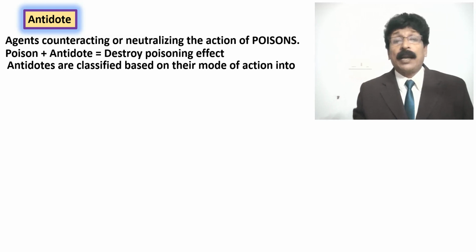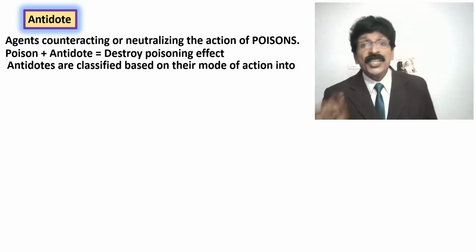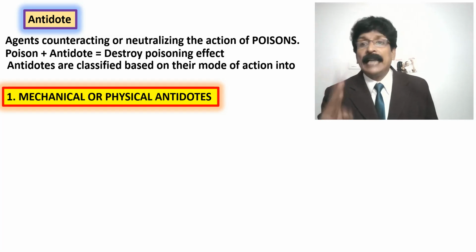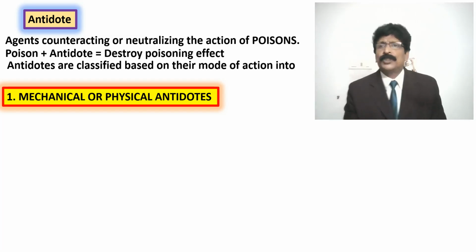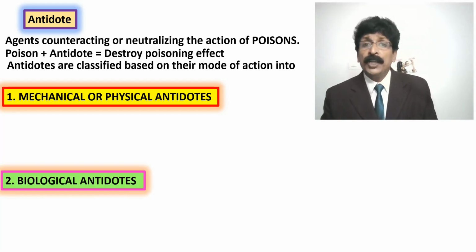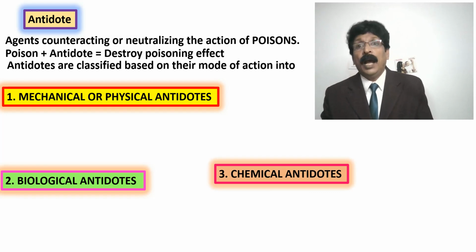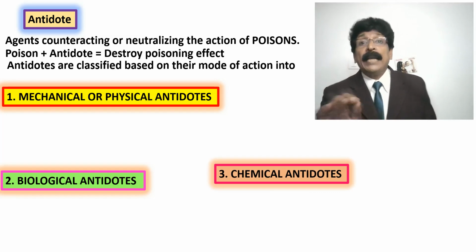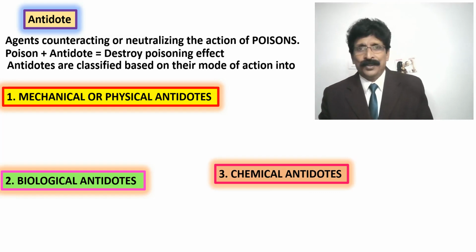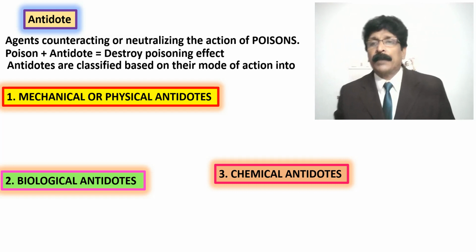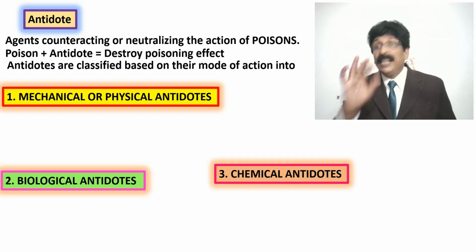Antidotes are classified based on their mode of action into three categories. One, mechanical or physical antidotes. Number two, biological antidotes. And number three, chemical antidotes. Students should write in such a way, covering all the things which you are going to explain in the paper, so that the valuer will give full marks.